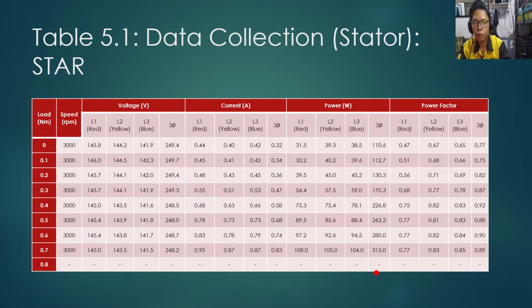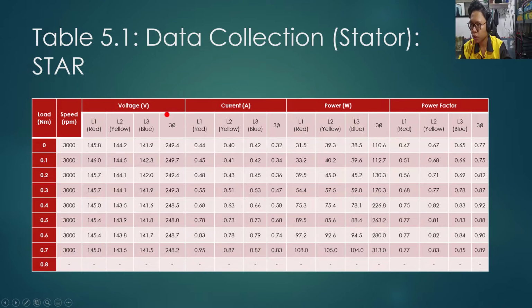Next, the output of the motor is tabulated in tables 5.1, 5.2, and 5.3. Table 5.1 is the data collection of the stator in the star connection. It consists of the output from the digital power meter, which is the voltage, current, power, and power factor as we increase the braking load from 0 to 0.8 Newton meter. In terms of speed, the value is around 3000 RPM, and when the braking load increases to 0.7, the speed remains around 3000 RPM.